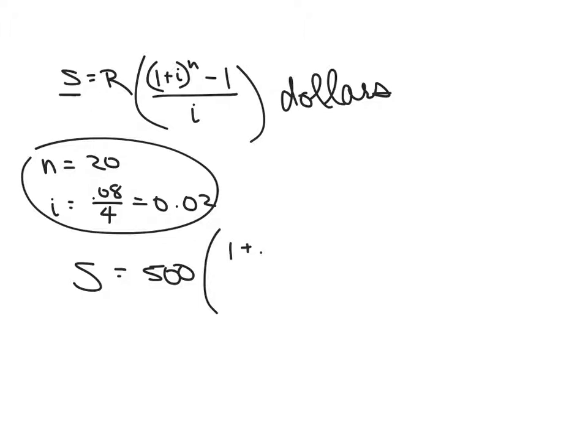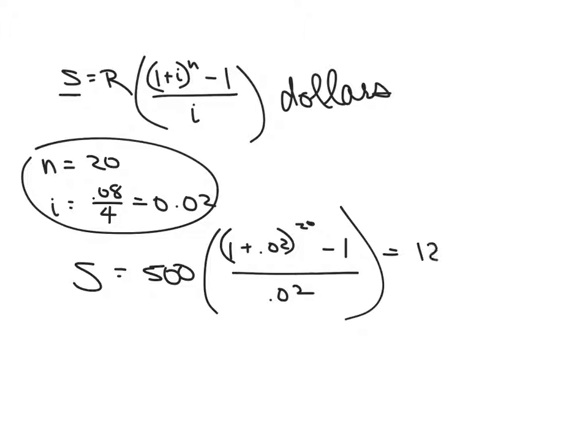Okay, 1 plus 0.02, and that's 20, minus 1 over 0.02. So one of the key things is if you find out what your N is and your I, then you just rewrite it. You don't even have to look and do anything weird. You've already got the information here. You write it out, and you find out that in 5 years, that $500 every 3 months or quarterly is going to be worth that much at the end of 5 years.